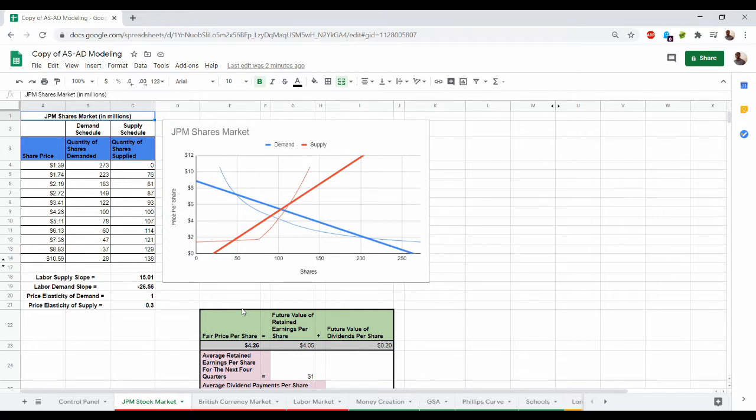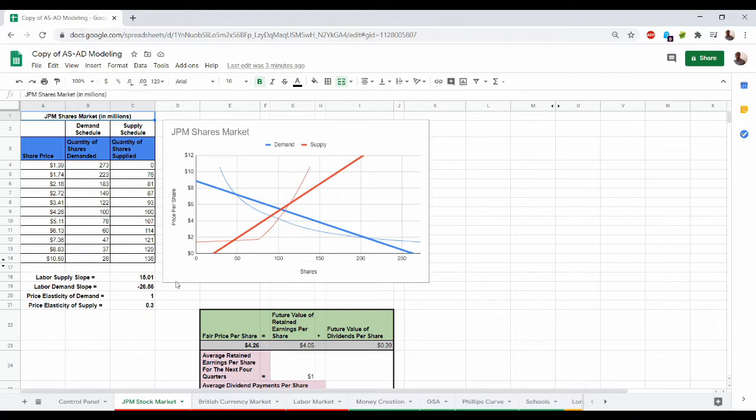So, first one we're going to look at is the fictional stock market for shares of JP Morgan and Chase. And what you can see here is that we have our typical breakdowns that would be associated with the supply and demand model. We have a demand schedule, we have a supply schedule. The demand and supply schedules give us the quantity of shares demanded or supplied based on what the share price would be in the market.